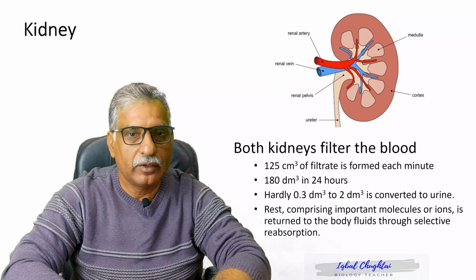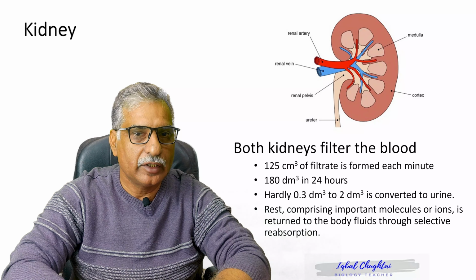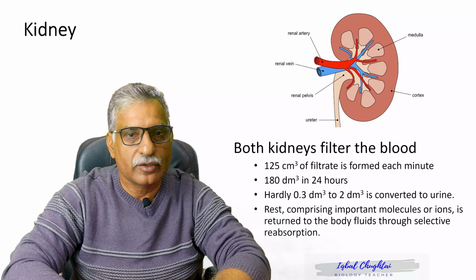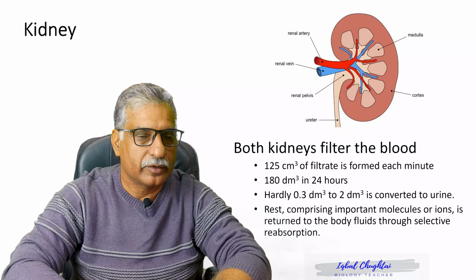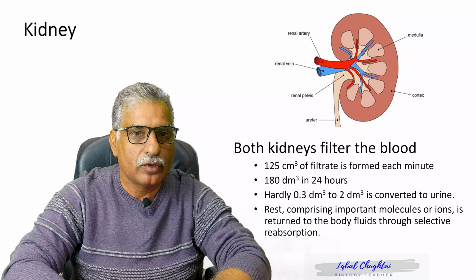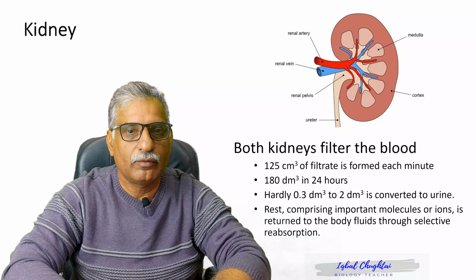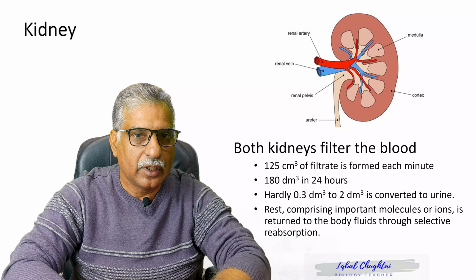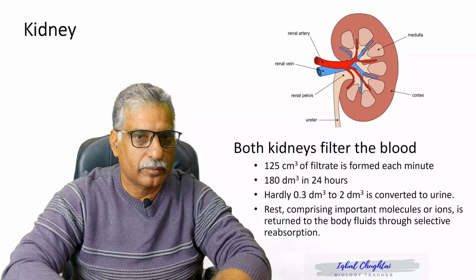But not all the filtrate is turned into urine. Rather, 0.3 liter to 2 liters is normally turned into urine. The rest is actually the important molecules that are returned to the main body fluids. So it means out of 180 liters of filtrate, a maximum of 178 liters has to be returned, and around 2 liters is the metabolic waste.